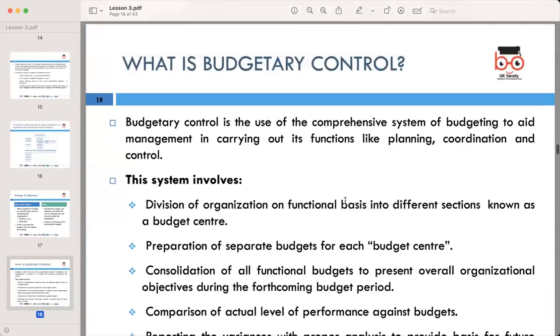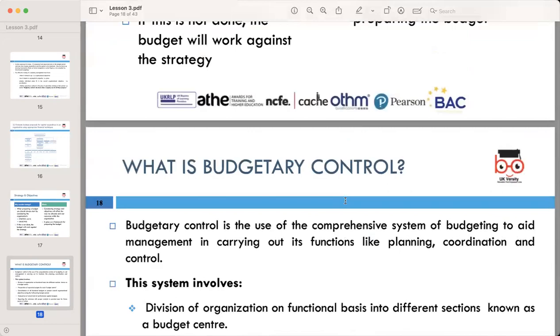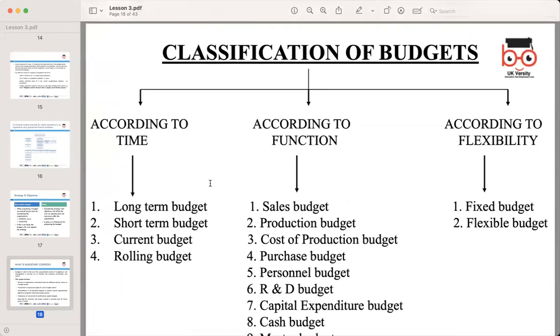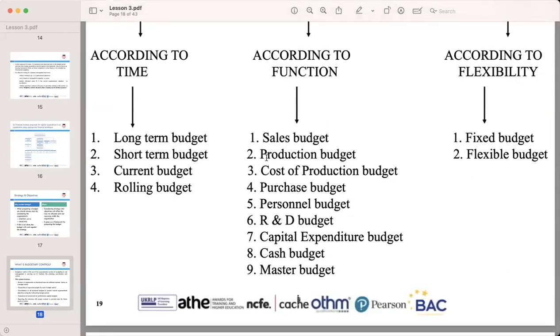Classification of budgets. What is budgetary control? Then classification of budgets: according to time, according to functions, according to flexibility. According to time: long-term budget, short-term budget, current budget, rolling budget. Then according to functions, there are different types of budgets: sales budget, production budget, cost of production budget, purchase, personnel, R&D, capital expenditure, cash budget, and master budget.